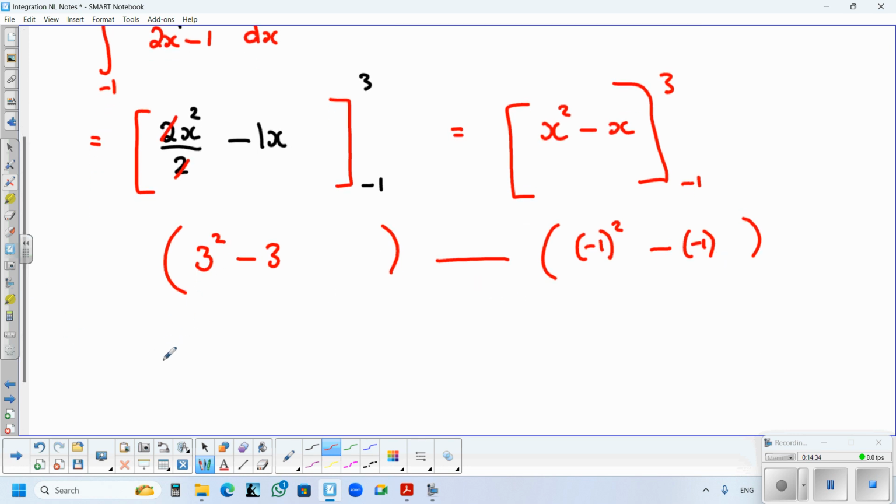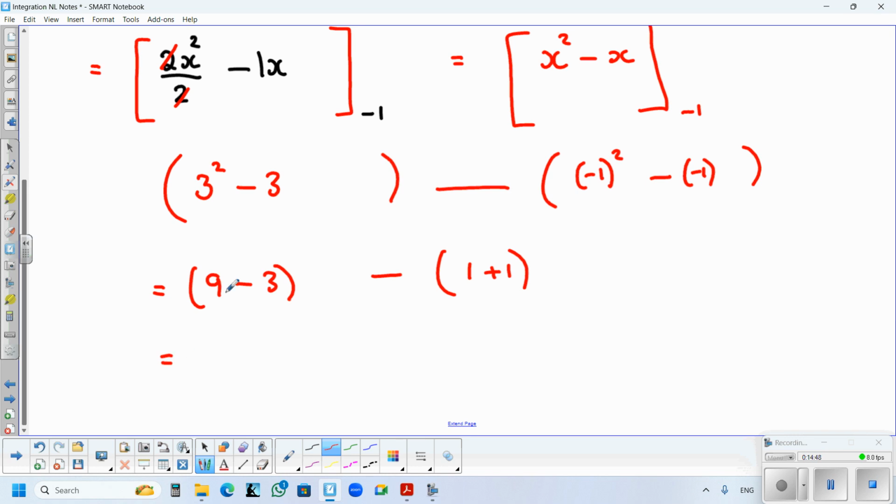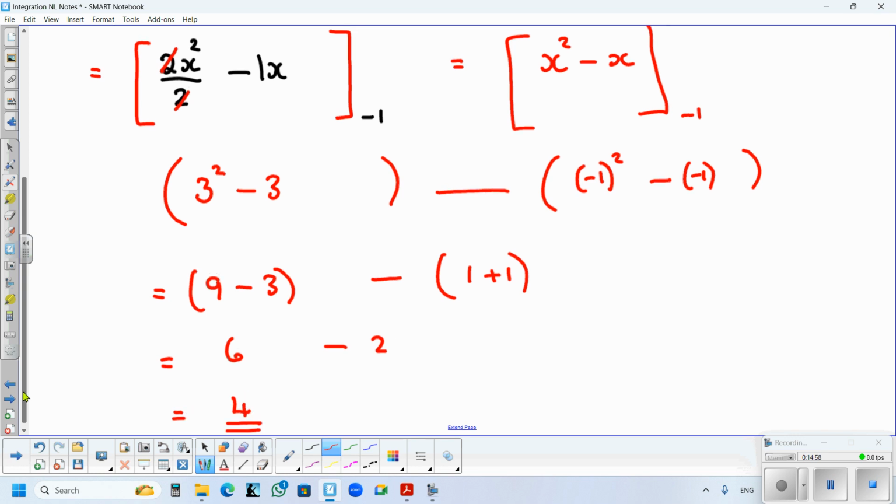So 3 3s are 9. So 9 minus 3 is that first bracket. Then I've got to take away -1 times -1 is +1. 2 minuses make a plus. The second bracket is that. Tidy it up. 9 take away 3 gives us 6. Then I've got minus 1 plus 1 is 2. So 6 take away 2 is 4. So the answer to that definite integral is 4.